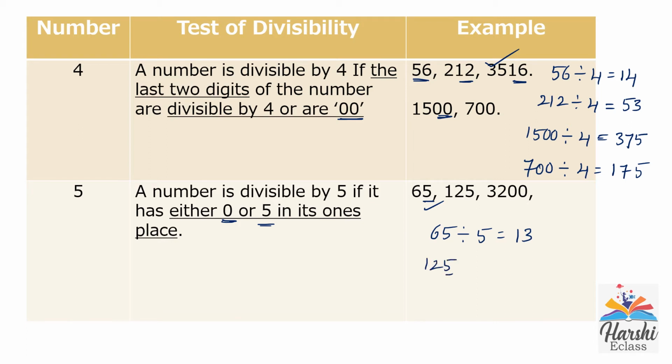125 ending with 5. So it is also completely divisible by 5. 5 twos are 10, 5 fives are 25. Next 3200 ending with 0. Ending with 0. So it is also divisible by 5. 3200 divided by 5 is equal to, 5 sixes are 30. 5 fours are 20. 0. 640 will come here.